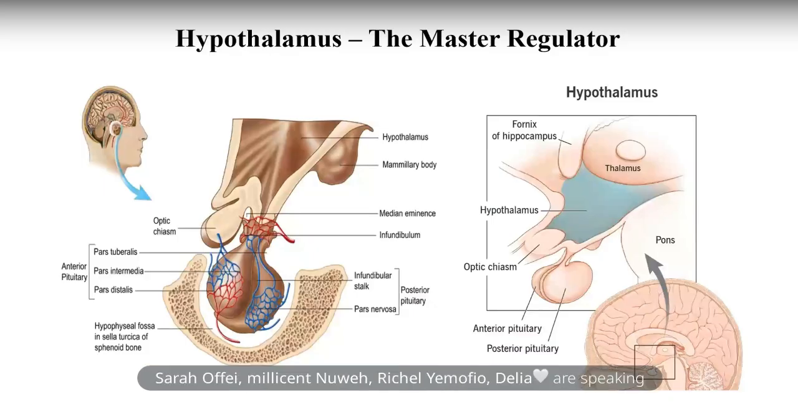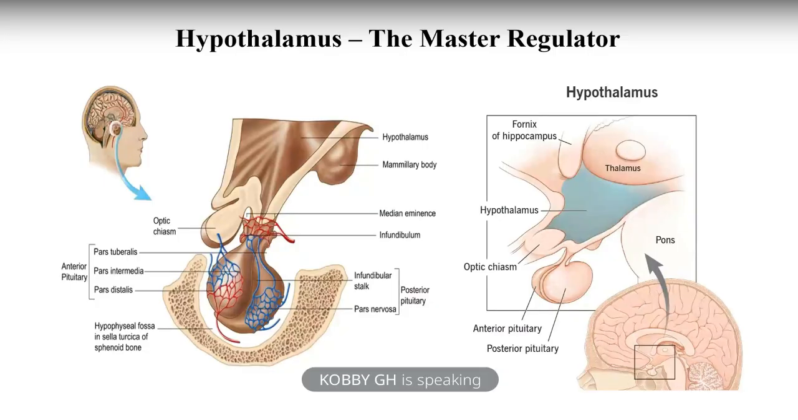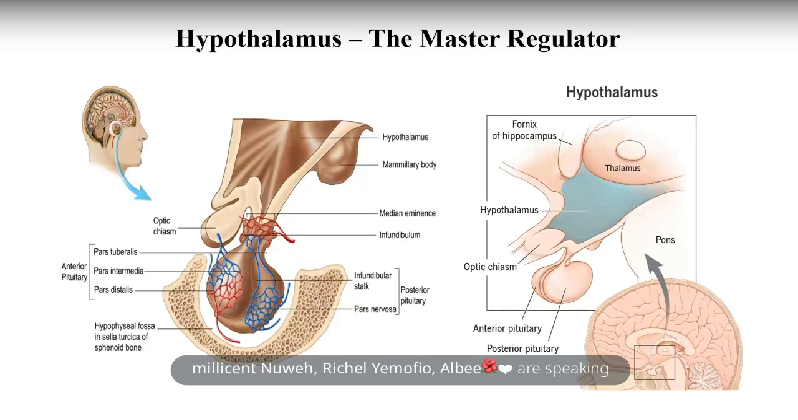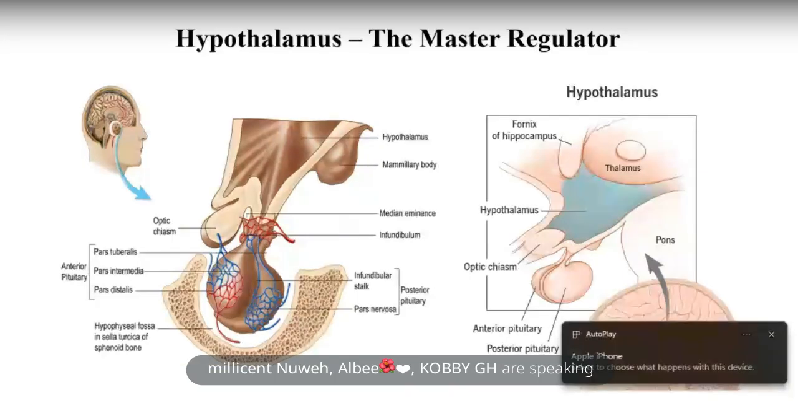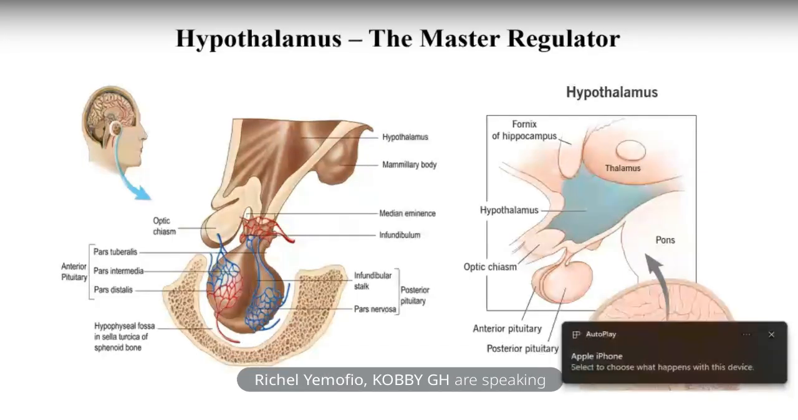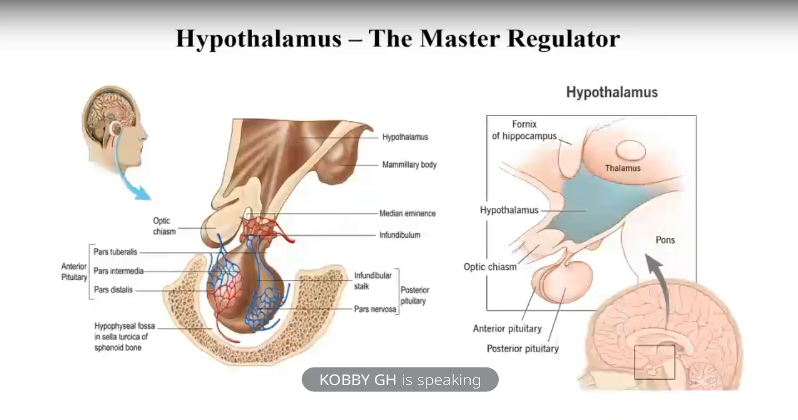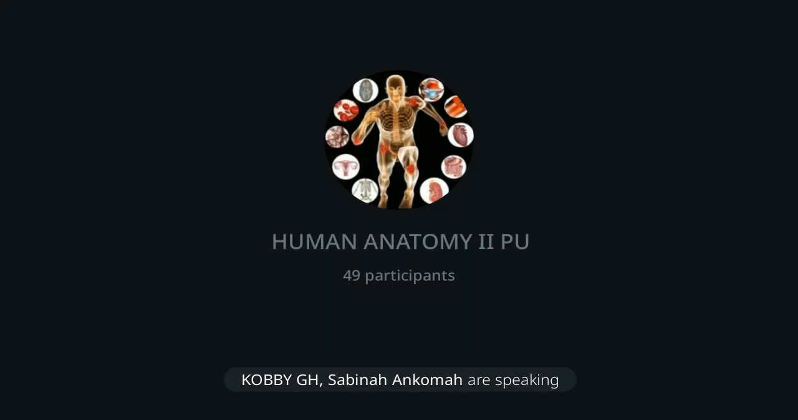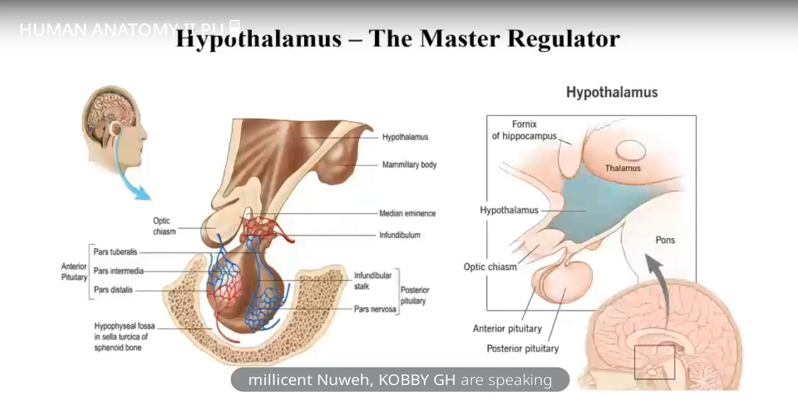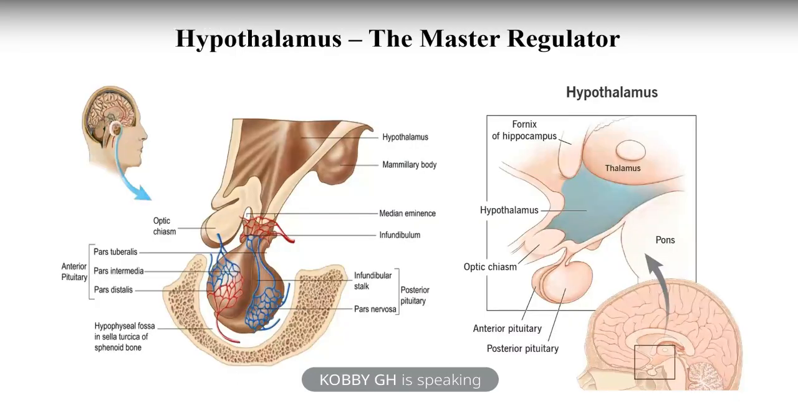Oxytocin and antidiuretic hormone. Who is mentioning releasing and inhibiting hormones? We are talking about the posterior pituitary, so it is oxytocin and antidiuretic hormone. The hypothalamus produces certain hormones that are sent to the posterior pituitary. Those hormones are not releasing and inhibiting hormones. Is that okay? Great. So we call those hormones the posterior hormones.